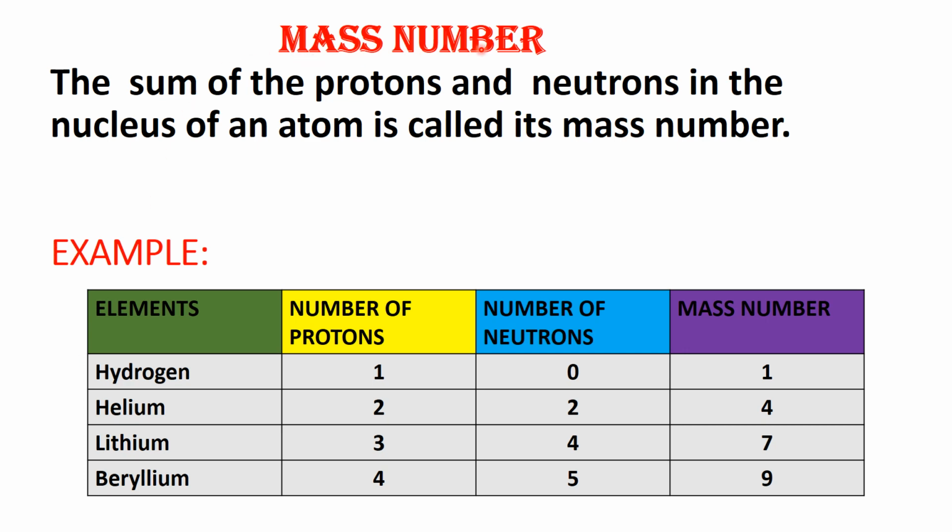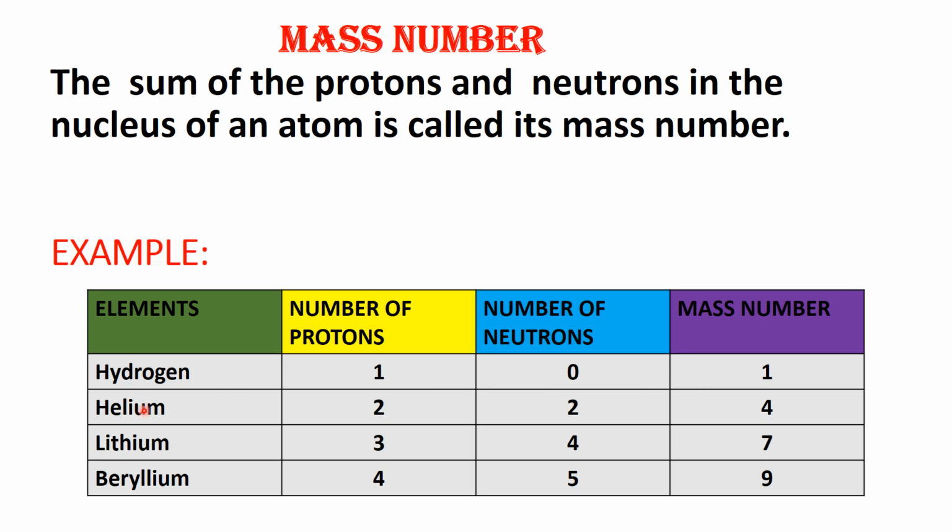Mass number. The sum of the protons and the neutrons in the nucleus of an atom is called its mass number. Students, the hydrogen atom contains 1 proton and 0 neutrons. So the sum of the protons and the neutrons is called the mass number. The mass number of hydrogen atom is 1.